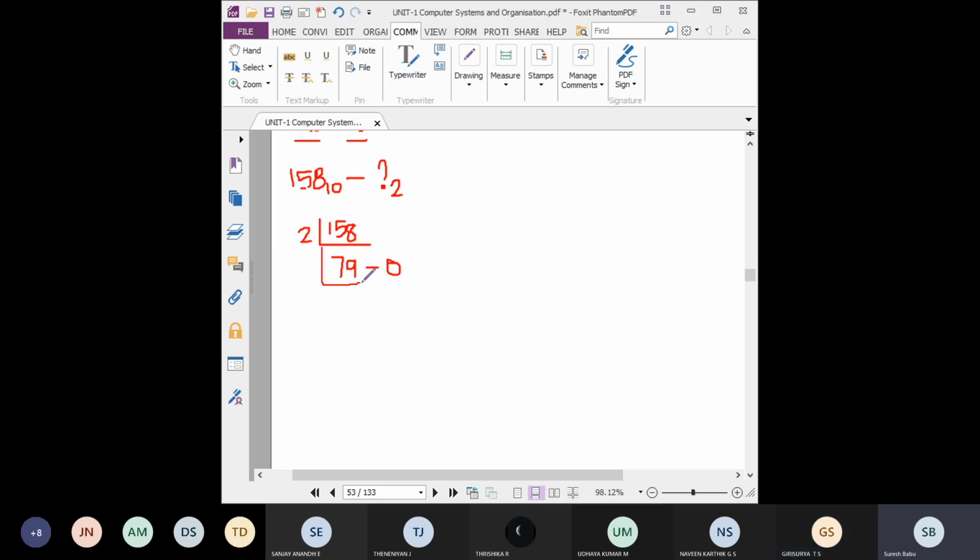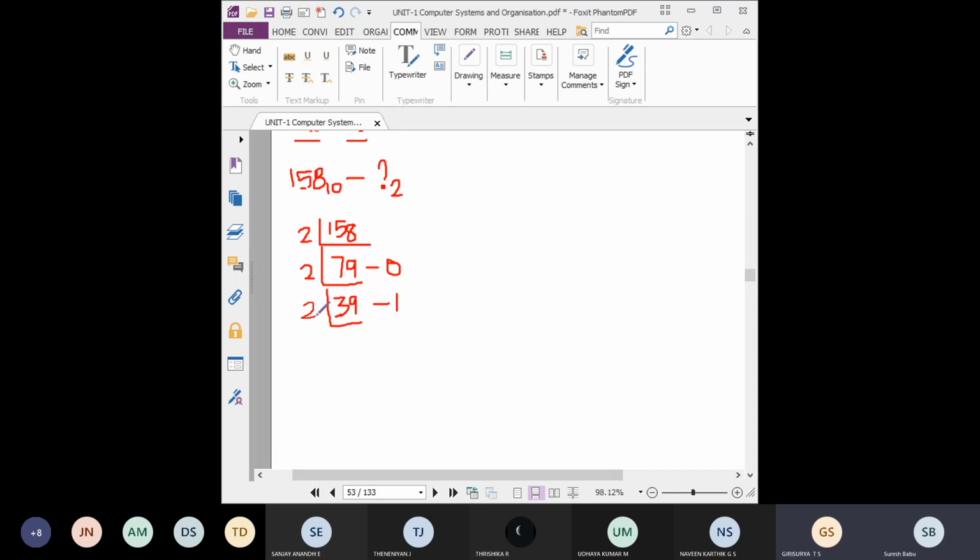Understood? So again you do the division. What is the quotient now? 39, and the remainder: 39 times 2 is 78, so to reach 79 we have the remainder 1. Students, understood? Yes, sir.